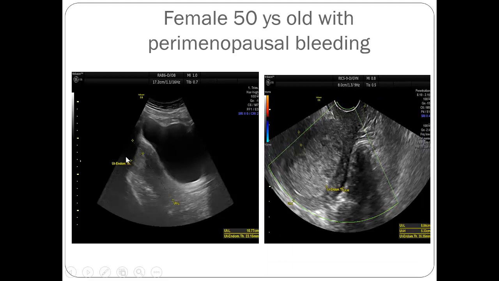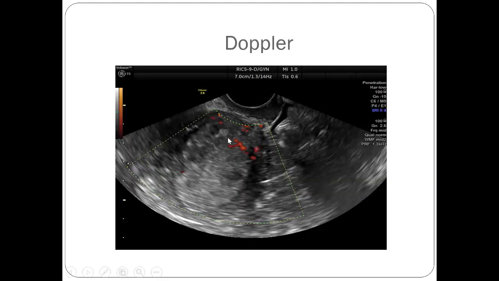This is by transabdominal, and when we do transvaginal, the thickened endometrium is here, but here there is preserved subendometrial halo with cystic changes present. What to do next? We must put Doppler. If there is high vascularity, then you must do D&C. If it is low vascularity and the patient is not complaining so much, you can do follow-up by ultrasound.